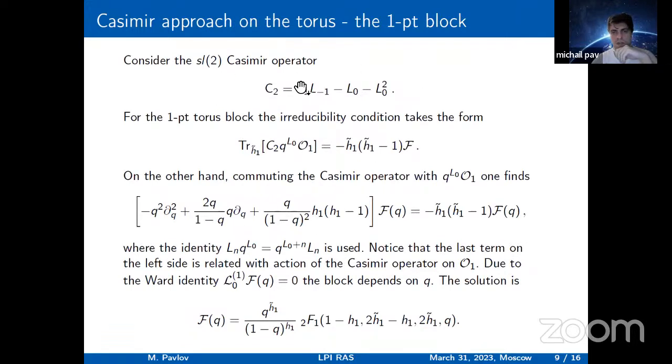So we have a Casimir operator here, and let us start from the 1-point torus block. It was done by Kraus in 2017. And the idea is like the following. We have a Casimir operator, and we could insert this Casimir operator into the conformal block, so we have this equation.